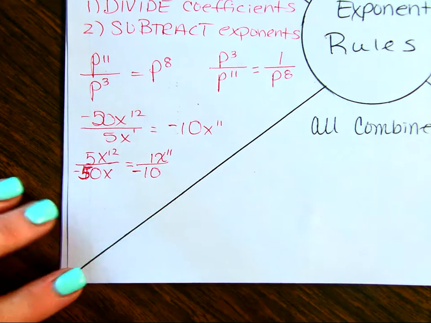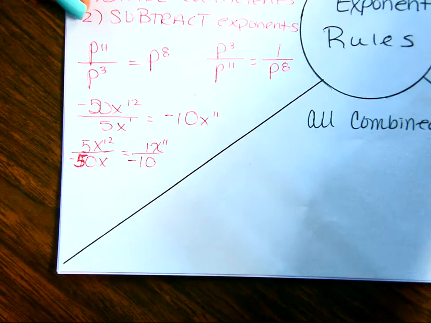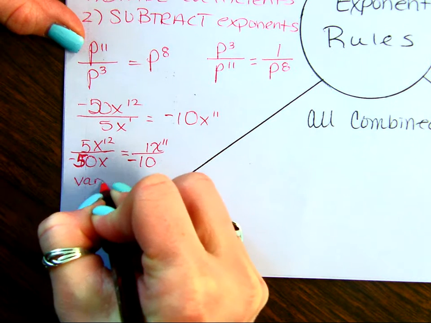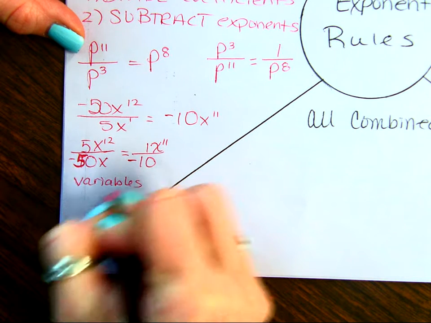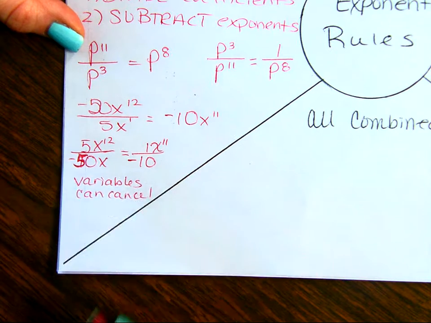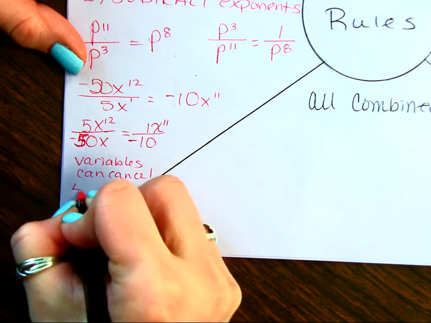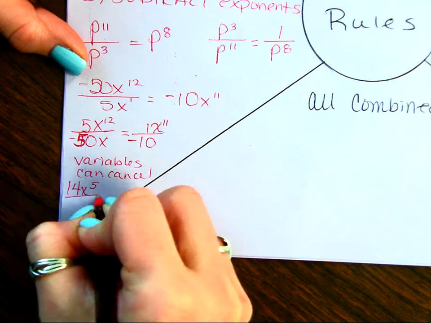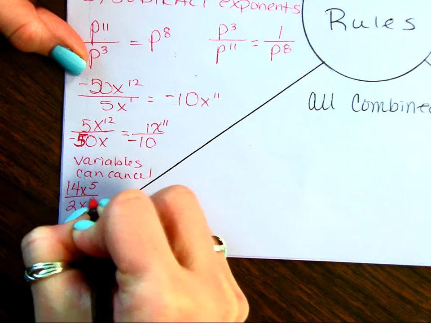And then one more unique thing can happen in division. The variables sometimes can cancel. And that would be like if I have 14x to the 5th divided by 2x to the 5th.